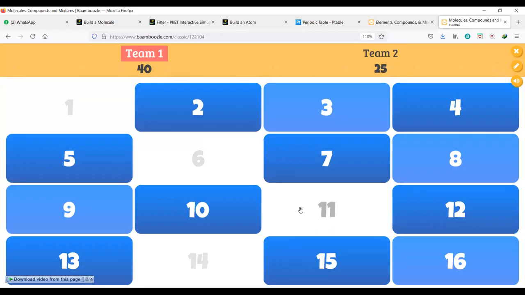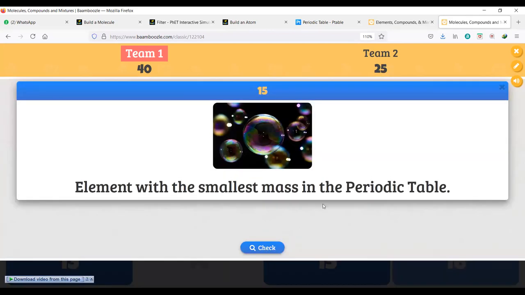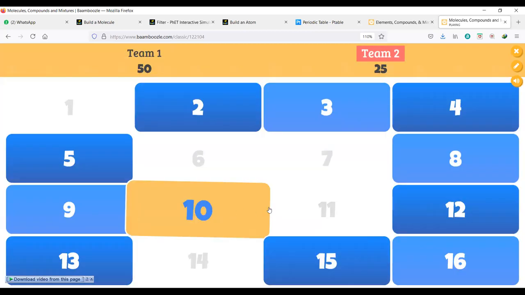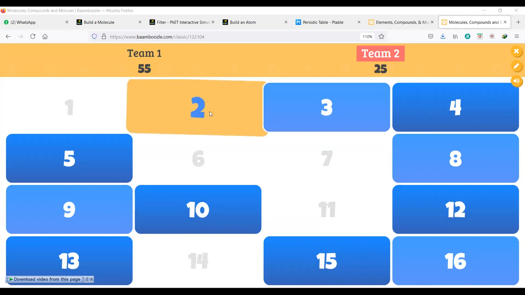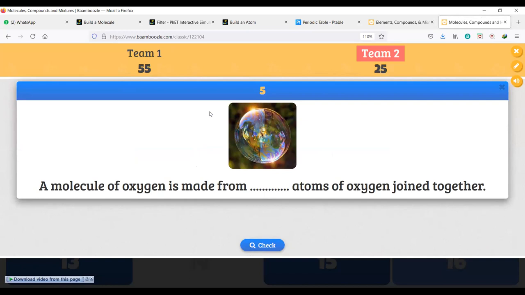Okay, Yasin. 7. Element with the smallest mass in the periodic table. I think it's hydrogen for sure. Ragad. Yes, Ragad. Quickly. Okay, Farah. Two. A molecule of oxygen is made from how many atoms of oxygen joined together? 2 atoms. Yes, very good.